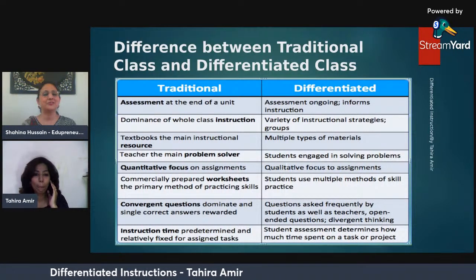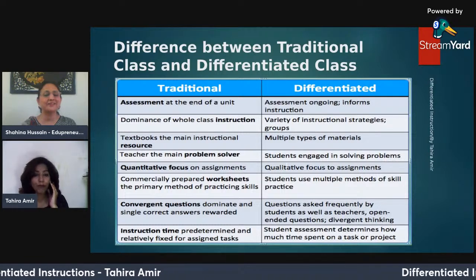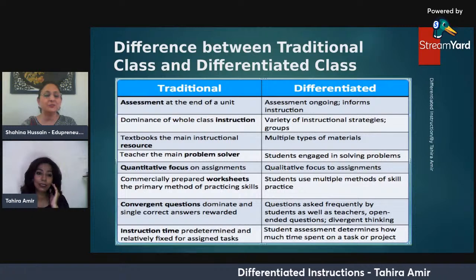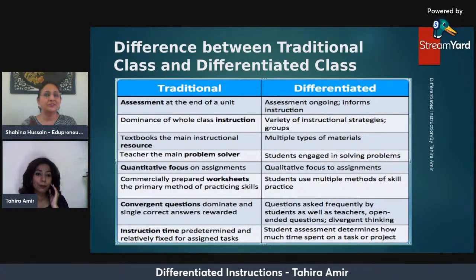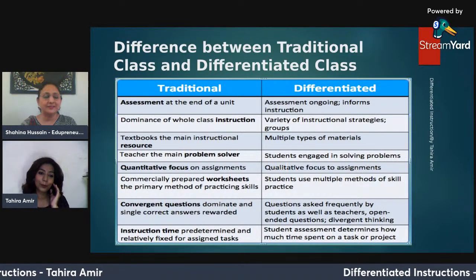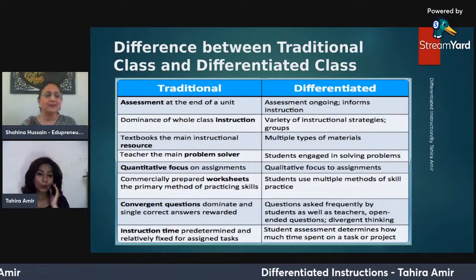So, differentiated instructions are the ones that address the requirement of every individual. But for this, the teacher needs to work with the students to find out their differences, or the different abilities, the potential, and the intelligences as well. Yes, very true, Ms. Shaina.